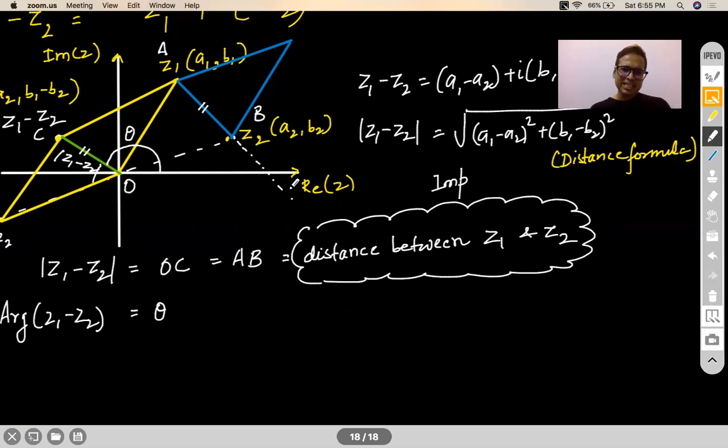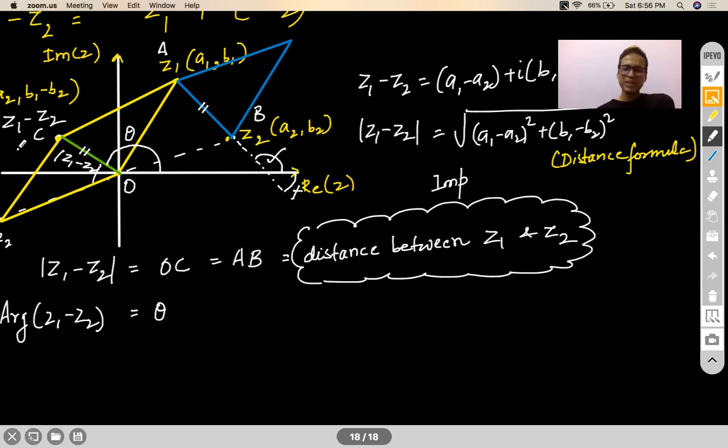Some people will say this angle. Now you definitely know that this is your answer. This is not your answer, right? But this is for those people who want to conclude the argument of Z1 minus Z2 from this blue parallelogram.